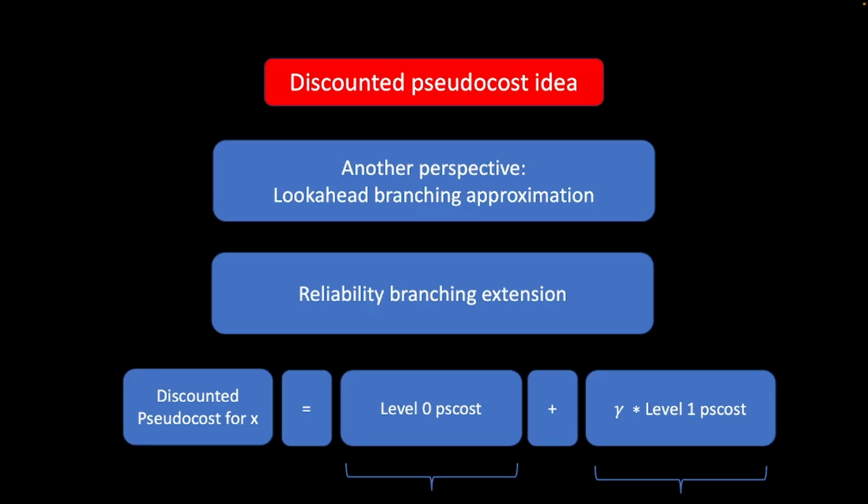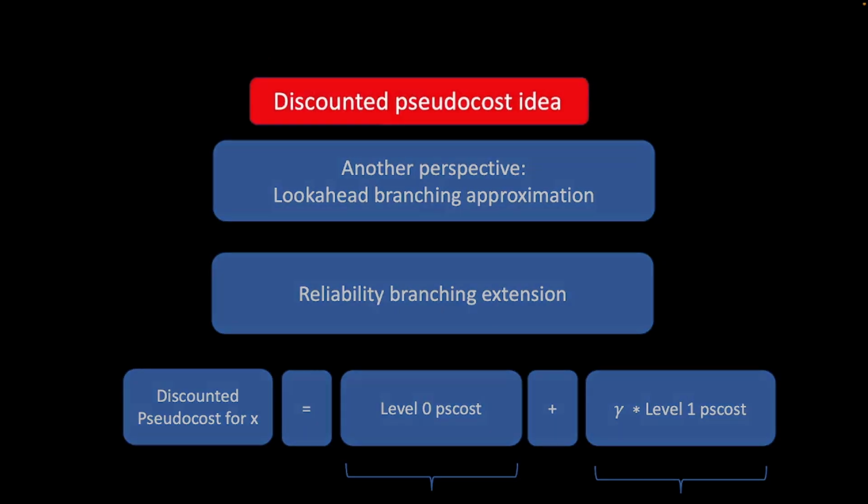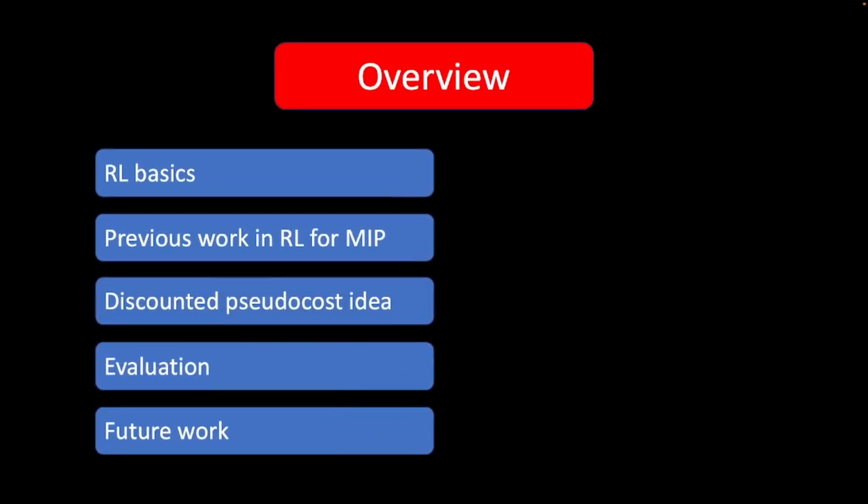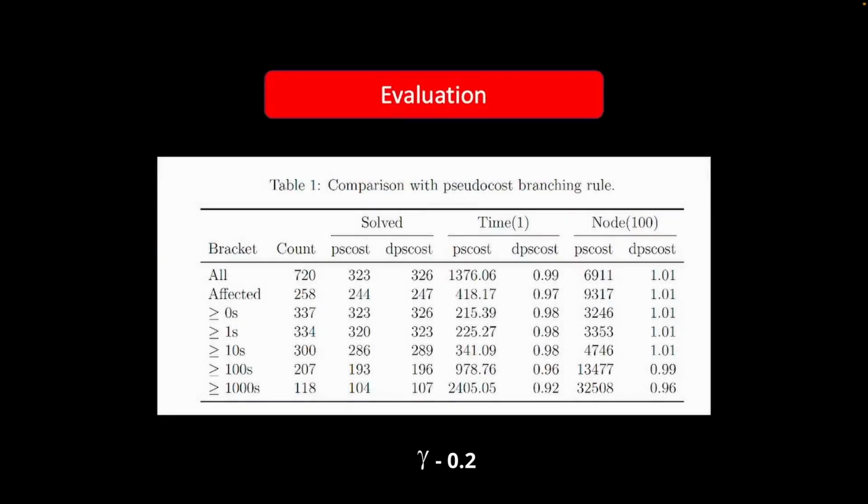So that's an issue, but I'm open to other fixes that people have to suggest. So we'll see if I can find better fixes than that. For this current idea, let's see how it works in practice. So we did some evaluation, and we'll start with the comparison with pseudocost branching.